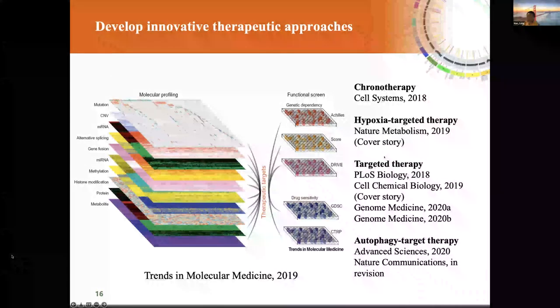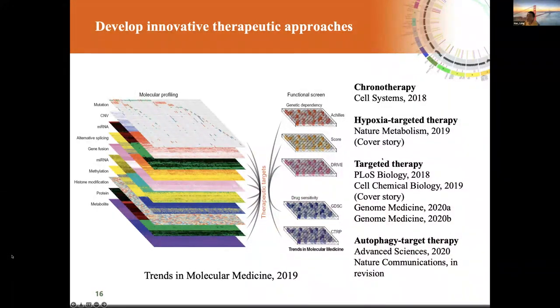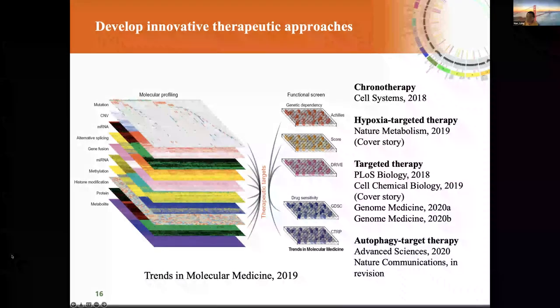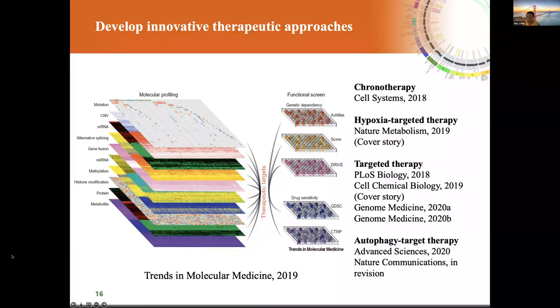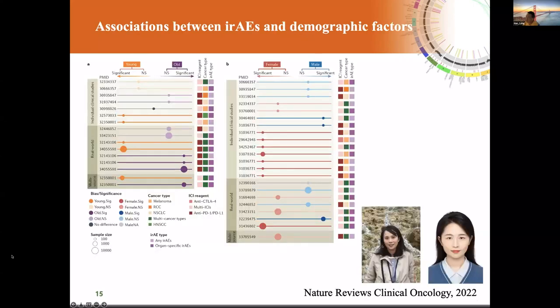Other than the immunotherapy part, our group is also interested in different innovative therapeutic approaches. For example, in the past several years, we used large-scale molecular data as well as functional screening and drug screening data to try to understand clonal therapy. For example, can we find a better treatment time point to treat the patients, which can get a better response? Like hypoxia-targeted therapy, we try to understand whether we can utilize the hypoxia status to achieve better treatment efficacy for patients. And there are many other studies published in the past several years.